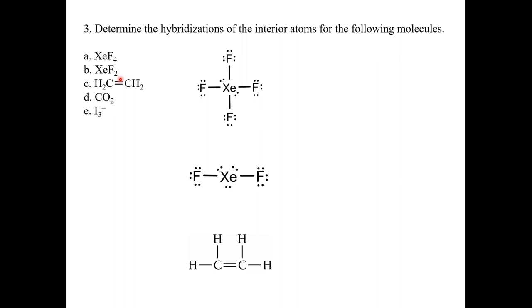Here's the Lewis structure for letter C. We're only going to take a look at one of the carbons because it's identical in terms of connectivity with the other one. So this carbon here has 3 electron groups, 1, 2, 3. So it is sp2 hybridized. And that should make sense because we have a double bond here. So one of them is a pi bond, and you need unhybridized p orbitals to form pi bonds.